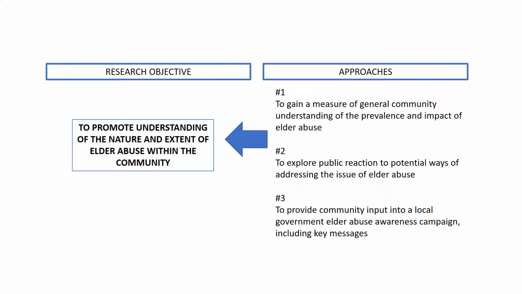In the next 3 slides, I've given some examples of a potential research objective or research question, and 3 different potential approaches we could use to achieve this. And the first one is to promote understanding of the nature and extent of elder abuse within the community. And approach number 1 could potentially be to gain a measure of general community understanding of the prevalence and the impact of elder abuse. Approach number 2 may be to explore public reaction to potential ways of addressing this issue. And number 3 could be to provide community input into a local government elder abuse awareness campaign, including key messages that could be used in the campaign.